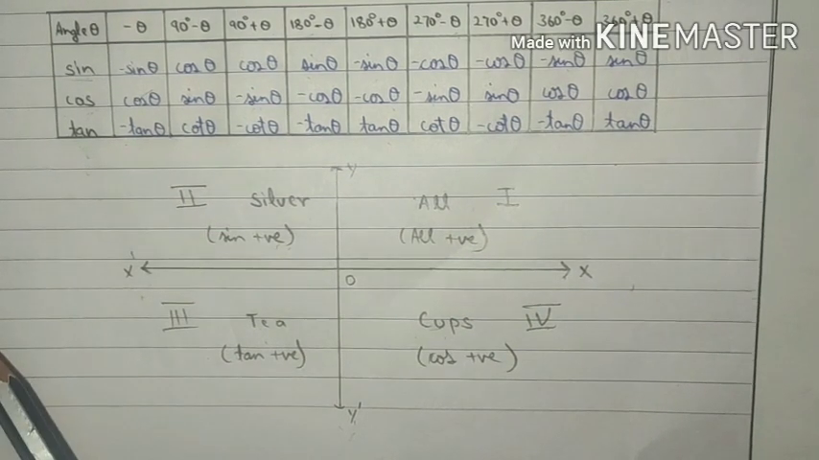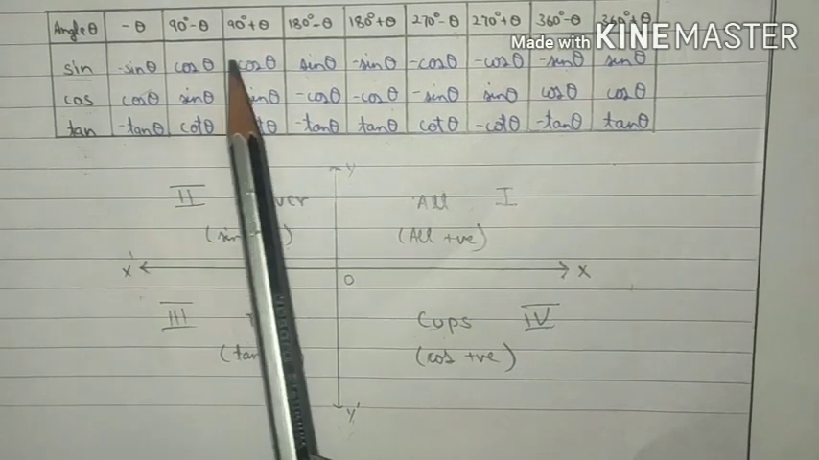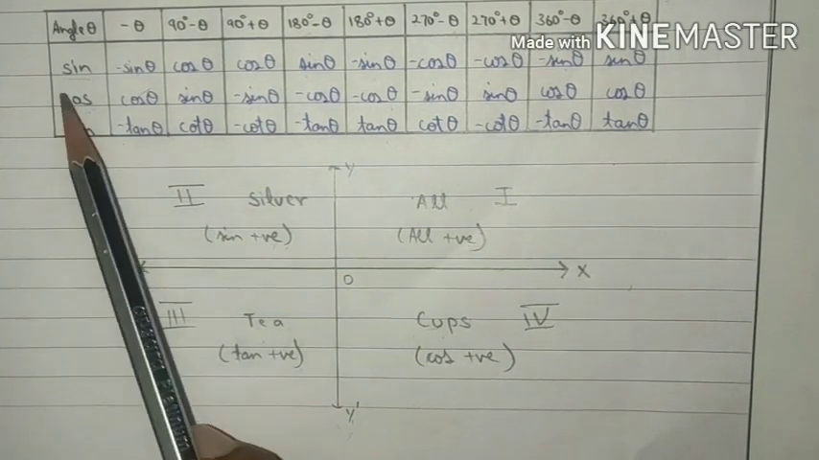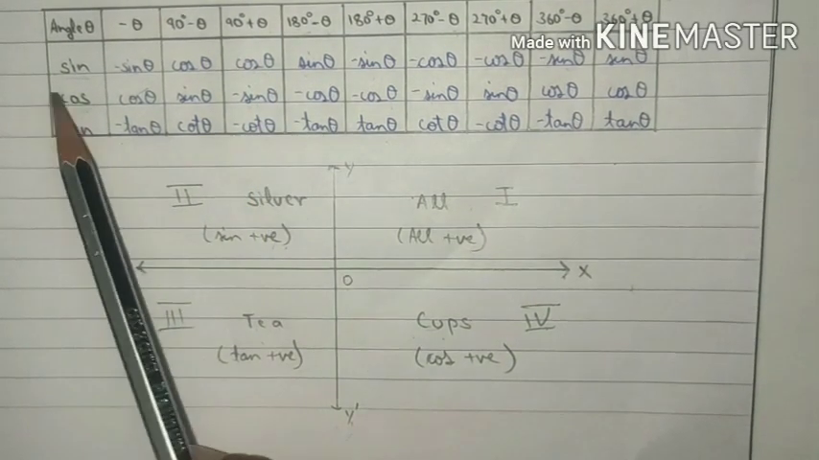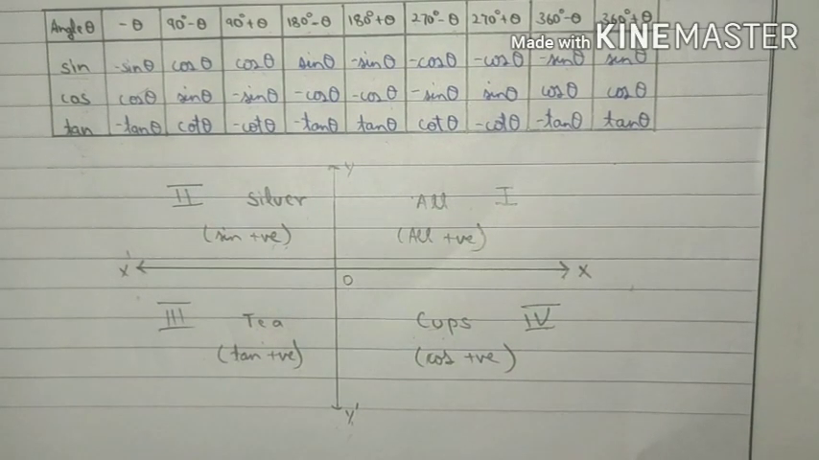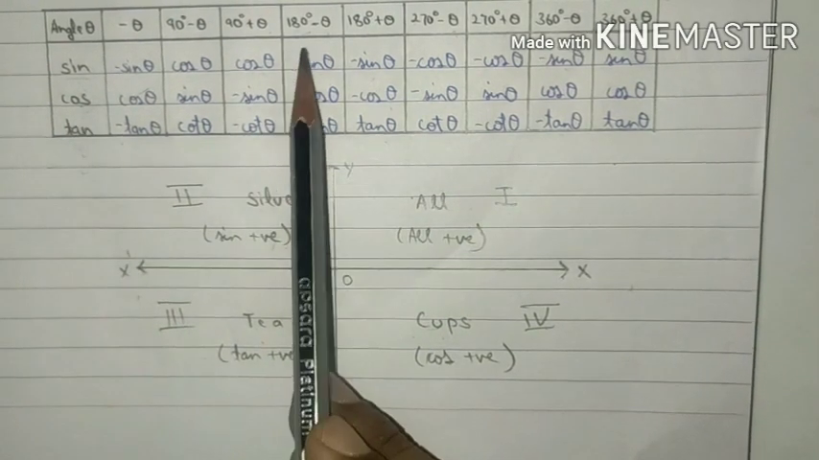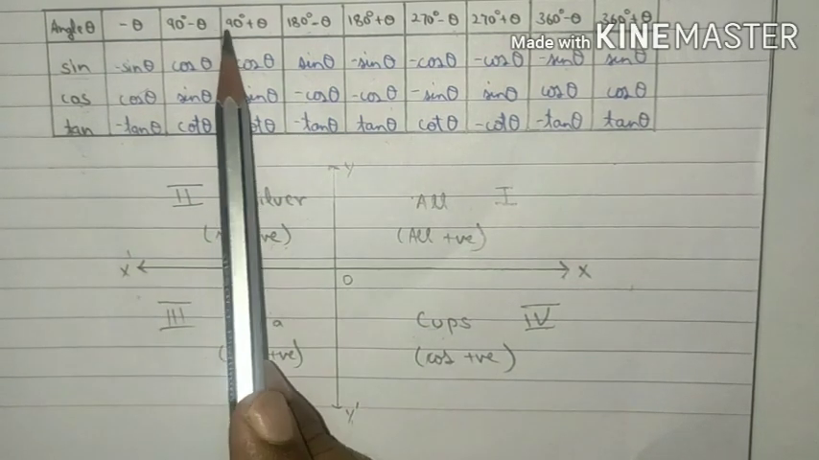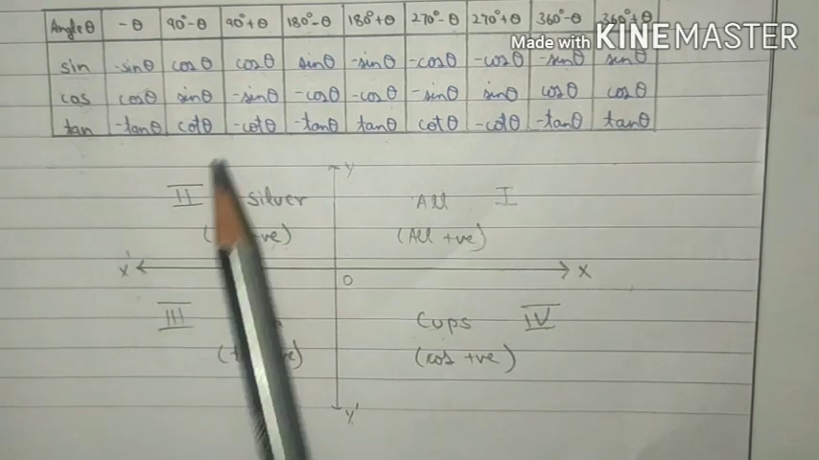What do you observe in 90 plus theta and 180 minus theta? As I've already told you, only sine will be positive, and this is what you are observing over here. Sine of 90 plus theta is giving us a positive value, and sine of 180 minus theta is also giving us a positive value. Whereas cos of 90 plus theta is giving us a negative value, and at the same time cos of 180 minus theta is also giving us a negative value. Tan of 90 plus theta is also giving us a negative value, and tan of 180 degree minus theta is also giving us a negative value.